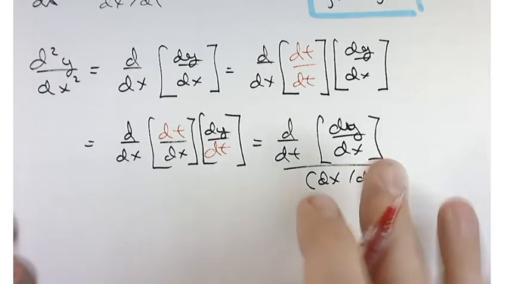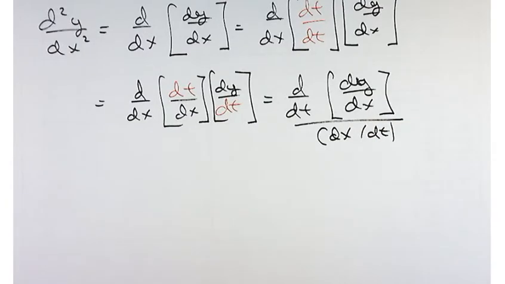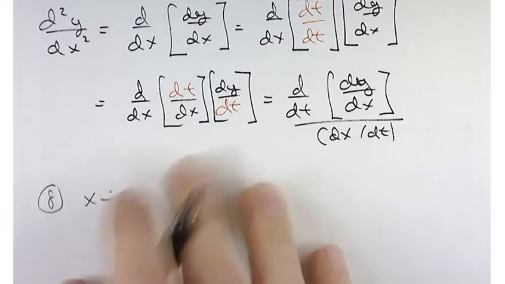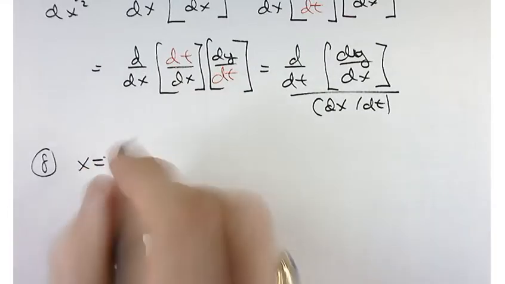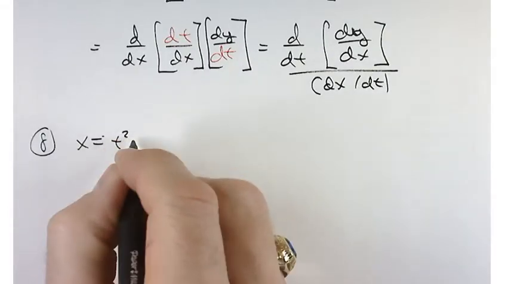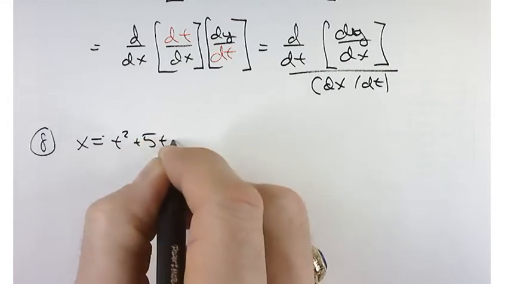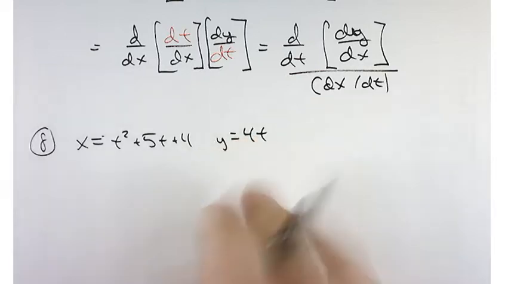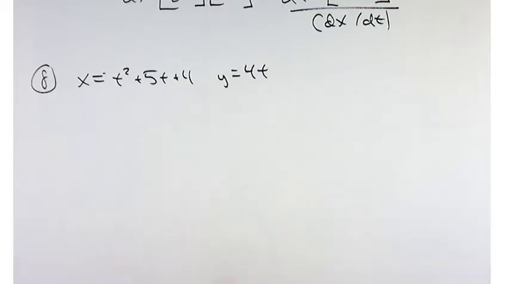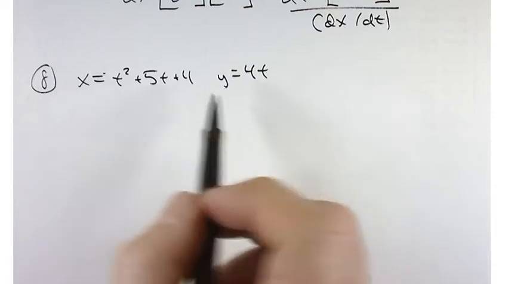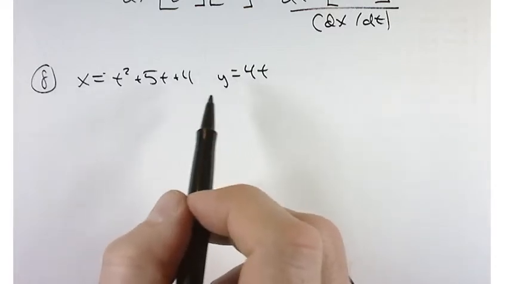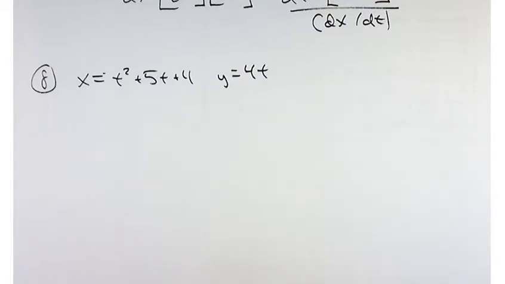All right, let's apply this. We're going to start with problem number 8. I'm going to try and find the derivative here. In 8, you've got a parametrically defined function as x equals t squared plus 5t plus 4, and y equals 4t. Now, if you wanted to, you could eliminate the variable and get an equation in x and y. That's fine. You'd get a parabola. In fact, a sideways facing parabola.